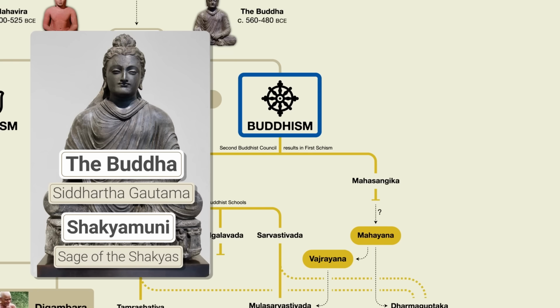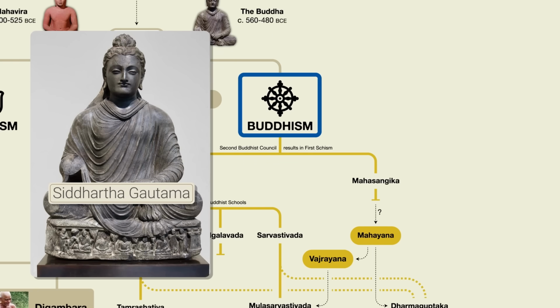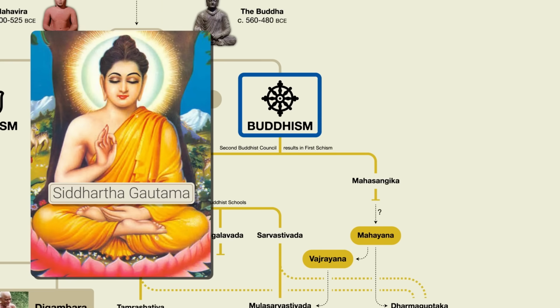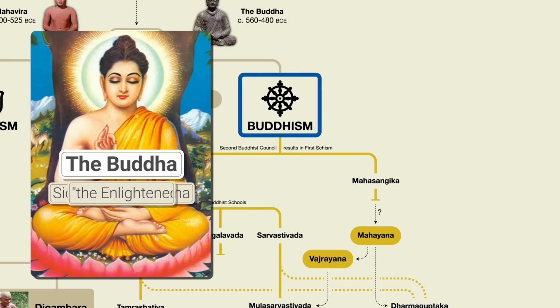At the age of 29, Siddhartha left his family and life of luxury to become a Shramana. At first, he practiced asceticism, denying himself all but the smallest amount of food needed to survive. But then, at the age of 35, while sitting under a tree, he is said to have achieved enlightenment. It's at this point that he became the Buddha, which is a title meaning the enlightened one.